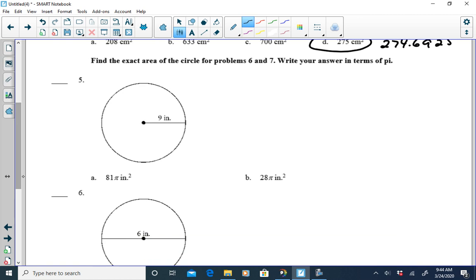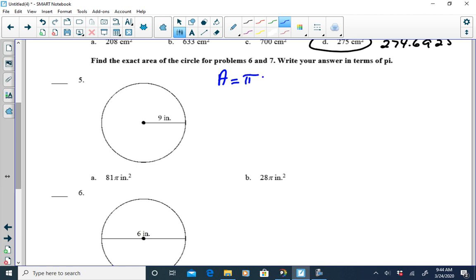Okay, let's try problem 5. Problem 5, we're looking for the exact area of the circle for problem 6 and 7, where we write our answer in terms of pi, which means we're not going to use an approximation for pi. Well, what does that mean? Well, let's take a look.